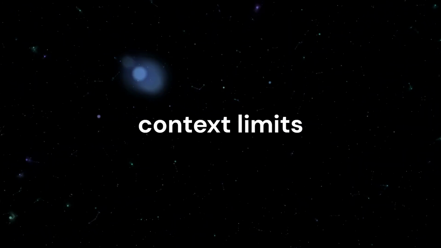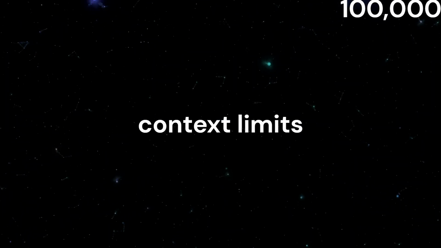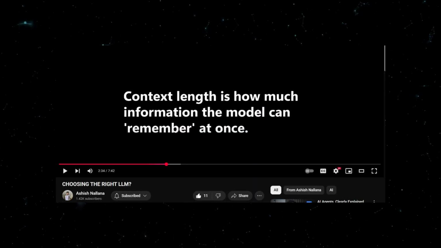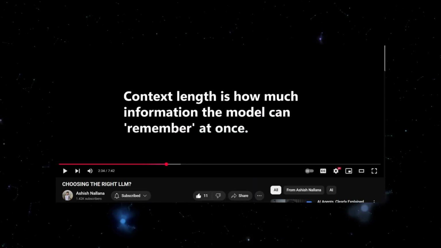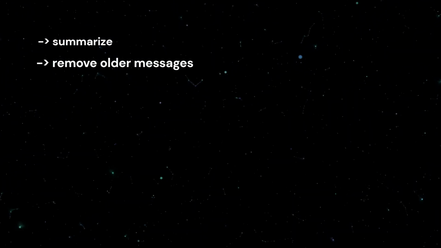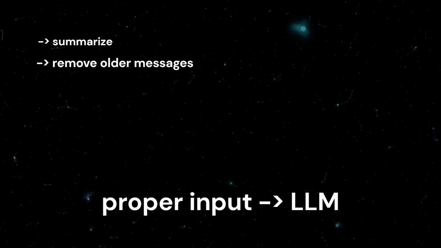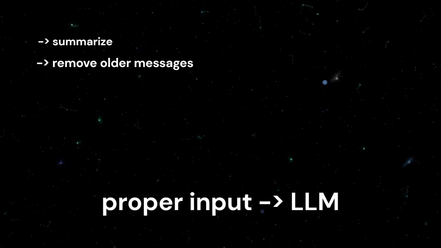But there's a catch. LLMs have context limits, maybe 100,000 tokens or so. So if your chat gets too long, these tools might have to summarize your older chats or drop some old messages to stay under the limit, to give a proper input to the LLM model.